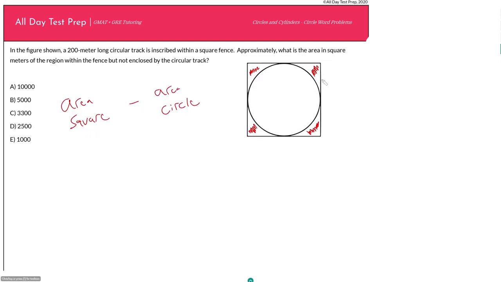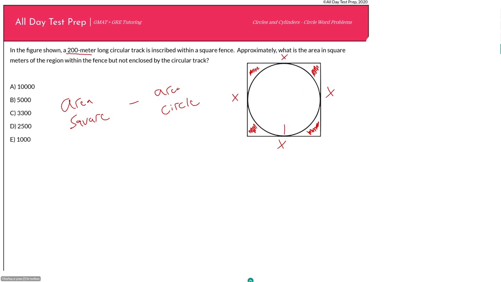We know this is a square. What does that mean? That means all of our sides have the same length. It also means all our angles here in our corners are going to be 90 degrees, but I don't think that is going to be super helpful here. And then what else do we know? The only true piece of information we were given is that our track is 200 meters long. So what does that mean?